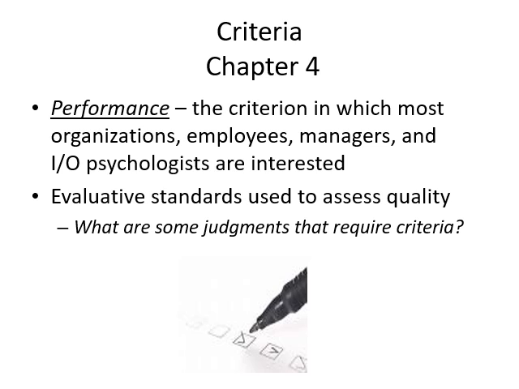Today we're going to talk about criteria. Specifically in IO psychology, we often refer to this as the criterion. What we mean by that is criterion is effectively the same as outcome. Broadly speaking, what we're trying to predict in IO psychology is the criteria or the criterion, and the criteria is effectively performance. Performance is the criterion in which most organizations, employees, managers, and IO psychologists are interested.